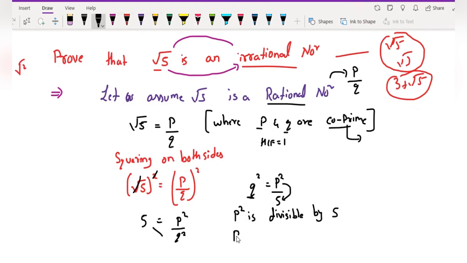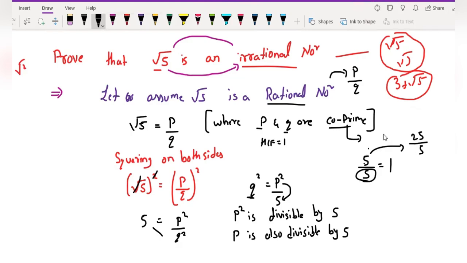So we can say that p is also divisible by 5. Obviously, if 5 is divided by 5, we get 1. The square of 5 is how much? 25. 25 is divided by 5, denominator we have to take the same. So 25 divided by 5 is also divisible by 5. That's why I can say the square value is also divisible by 5, and the non-square value is also divisible by 5. Therefore, here we write the statement.